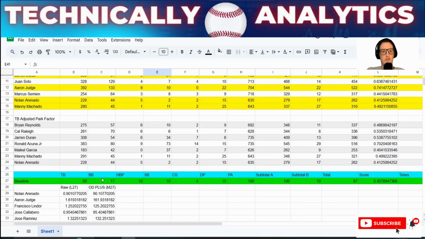Total bases. Based on balls, we went with 17. Again, for the same reason. Hit by pitches, 10. Stolen bases, 10. Caught stealing, 4. Double plays, 15. Plate appearances, 190. And again, these numbers seem like they're a little off. It's because I had to account for low average players and all stuff like that.